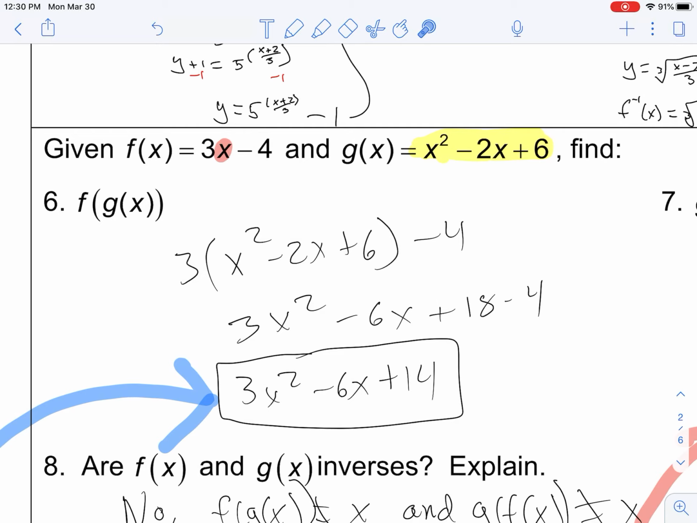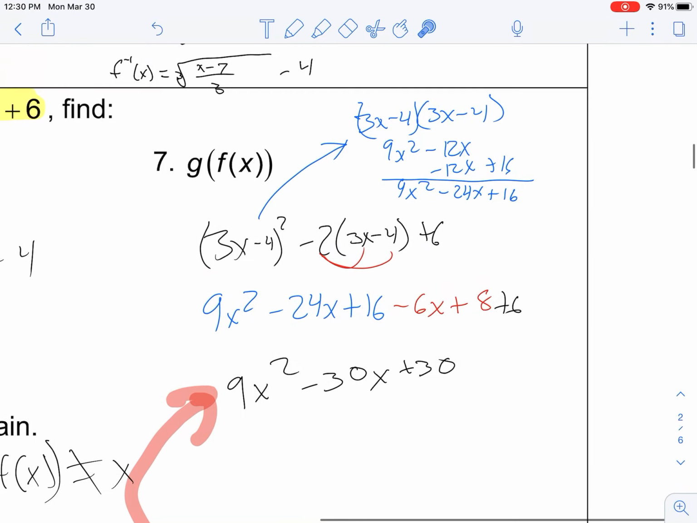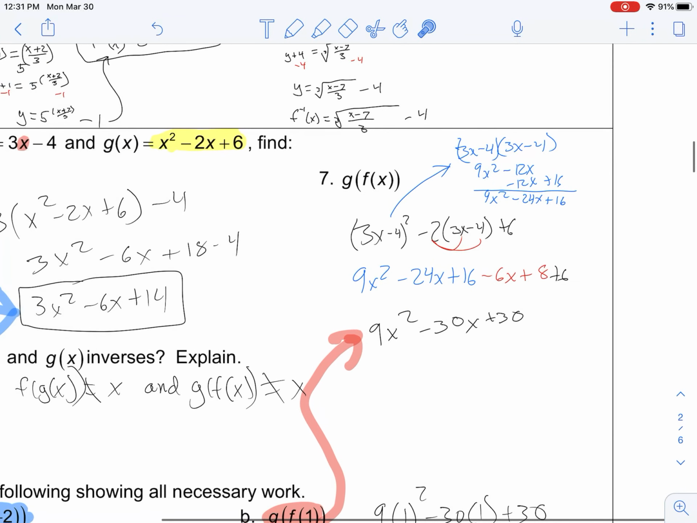Then I'm going to evaluate, so I distributed my 3 into all 3 of those terms to get this, and then I'm combining like terms to land so that f of g of x equals 3x squared minus 6x plus 14. In number 7, we're doing it the other way around. So we're finding g of f of x. So I'm taking my f of x value and plugging it into my function for g.